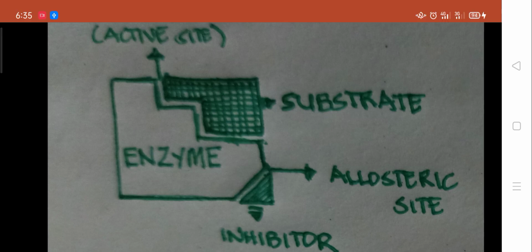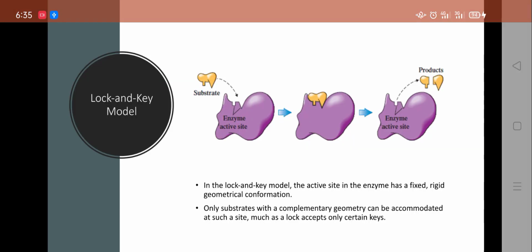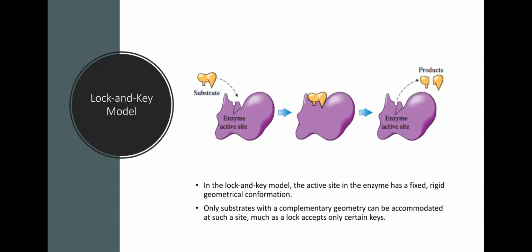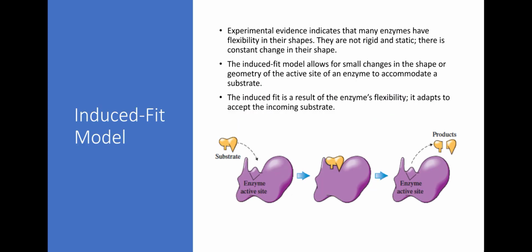Let us now discuss the two models of enzyme action, the lock and key model as well as the induced fit model. In the lock and key model, the active site in the enzyme has a fixed, rigid geometrical conformation. Only a substrate with a complementary geometry can be accommodated at such a site, much as a lock accepts only certain keys.